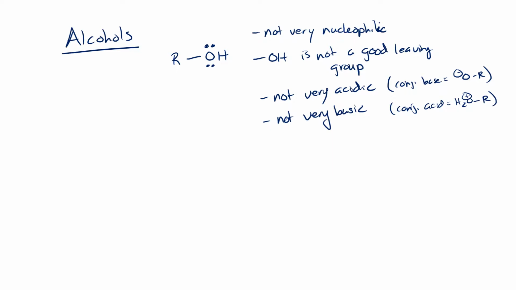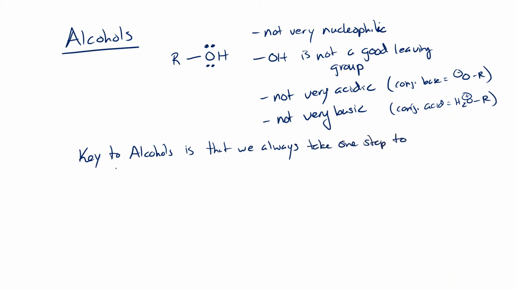And so when we talk about alcohols, really what we're talking about is a functional group that is not very reactive. And so then you might ask, well, why are we even bothering to talk about it? If we're interested in reactions, why are we talking about alcohols? And the answer is that we can activate these alcohols and make them more reactive. So the key to alcohols is that we always take one step to make them more reactive.